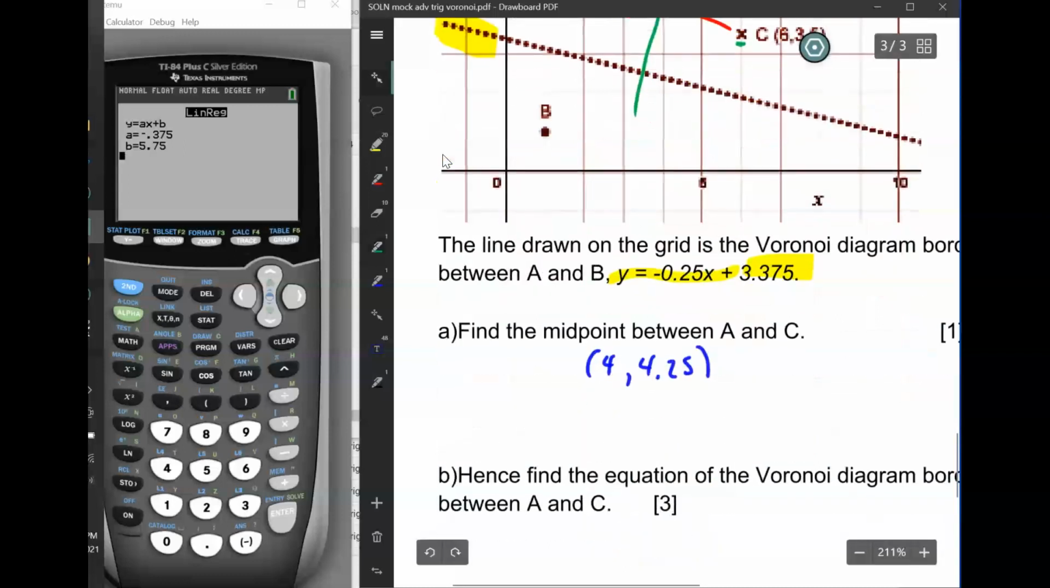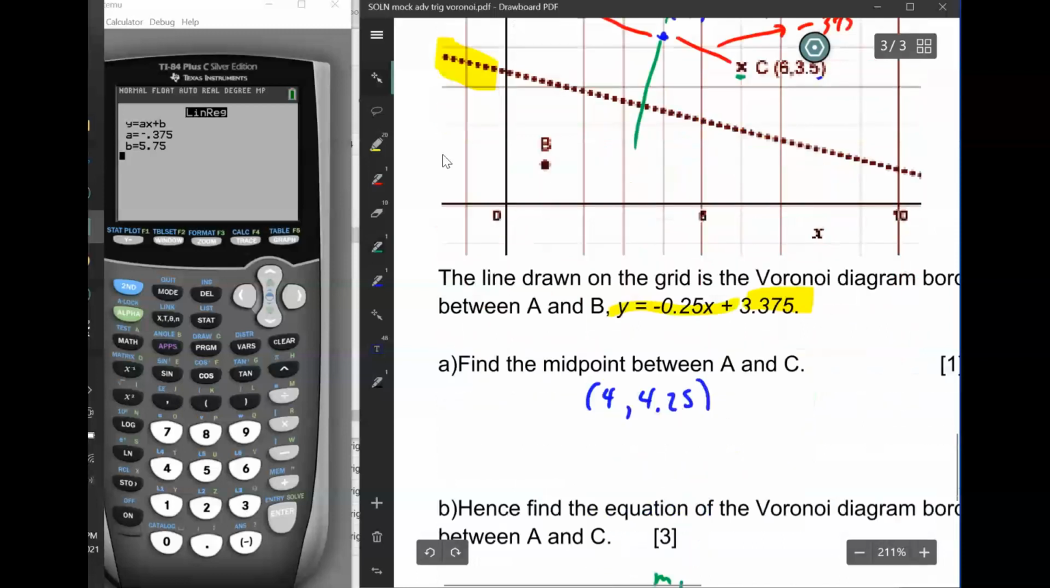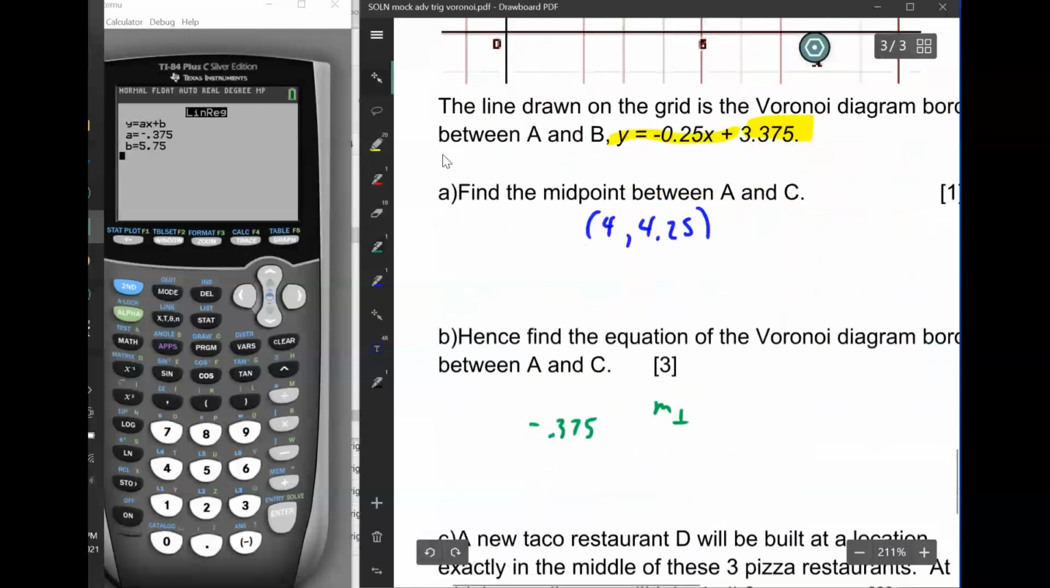Okay, so we have negative 0.375 as our slope for the line connecting the 2 points, but what we want to do is find a perpendicular. The green line is the perpendicular slope. I'm going to put negative 0.375 in red so that you know that's the red. So the original slope is negative 0.375.